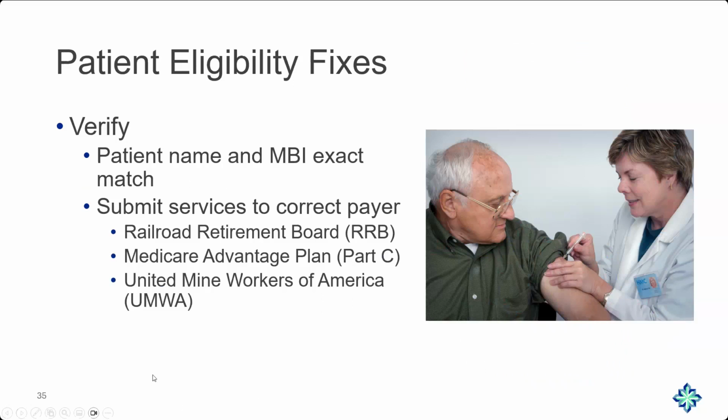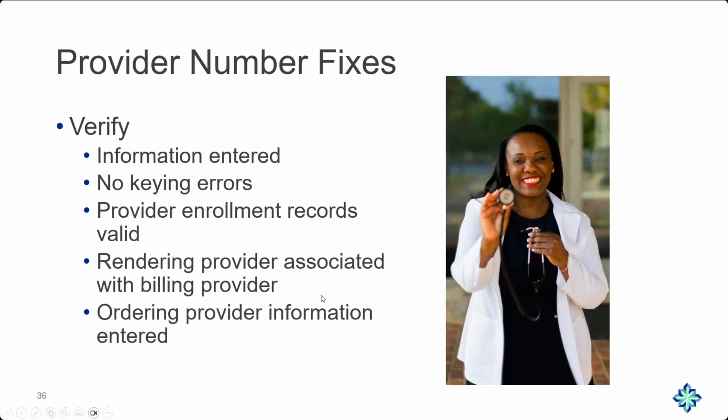Things to think about. Eligibility fixes, fix it, resubmit it. Patient name and MBI needs to be an exact match. If the middle initial's there on the card, put it on the claim. Make certain you're submitting claims to the correct payer. We talked about Railroad Board during this webinar. We talked about United Mine Workers of America, those retired coal miners. Medicare Advantage plans, Part C, you need to submit the claim to the correct contractor.